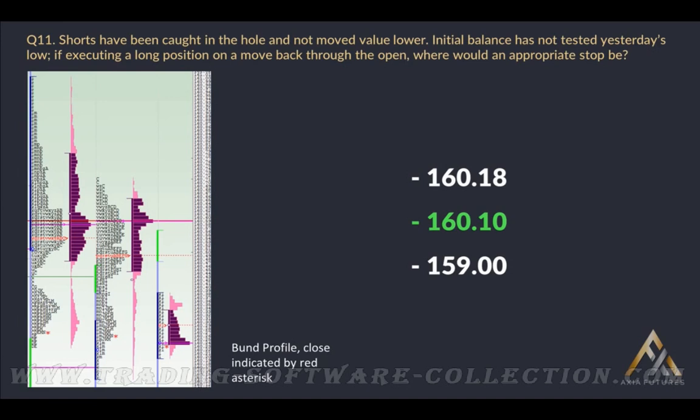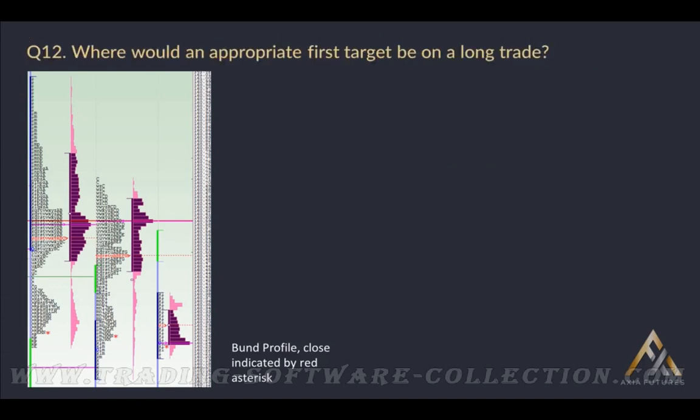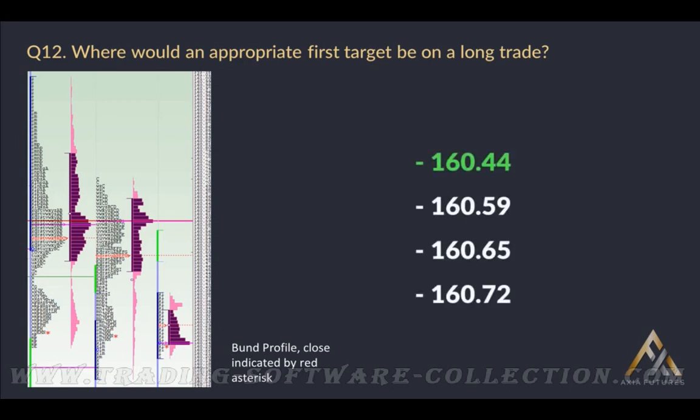159.00 possibly won't get you stopped out, but it's 125 ticks lower, so a big stop for what you're looking for as a target. And that leads on to the next question: where would an appropriate first target be? Now, your first target on any trade like this is a look back to previous value. So you look into the value area low, which comes in at 160.44.